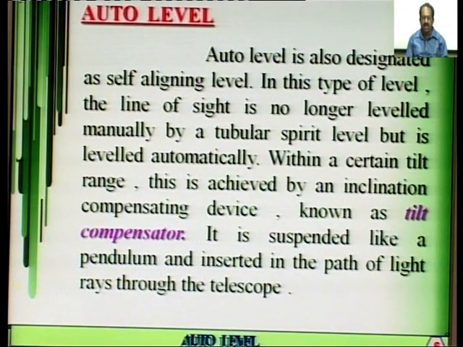In this type of level, the line of sight is no longer leveled manually by a tubular spirit level, but is leveled automatically. This has been discussed in the previous slide. Leveling is done automatically within a certain tilt range. This is achieved by an inclination compensating device, which is known as tilt compensator.